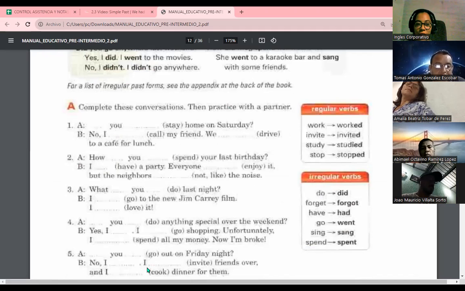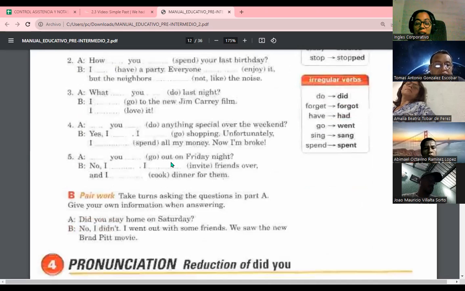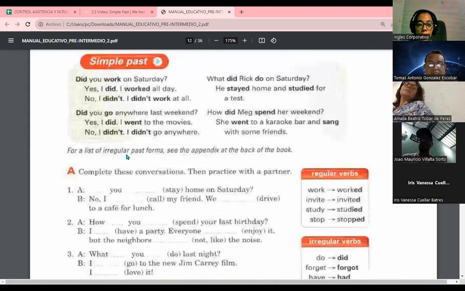Con el idioma, tenemos que, es doble, sí, y creo que solo pusimos uno, ¿verdad? No, I didn't. No, I didn't invite friends over. Ok, muy bien. Acá tenemos, no, I didn't go anywhere. ¿Ok? No, no fui a ningún lado. Entonces, igual, miren, no, I didn't work.